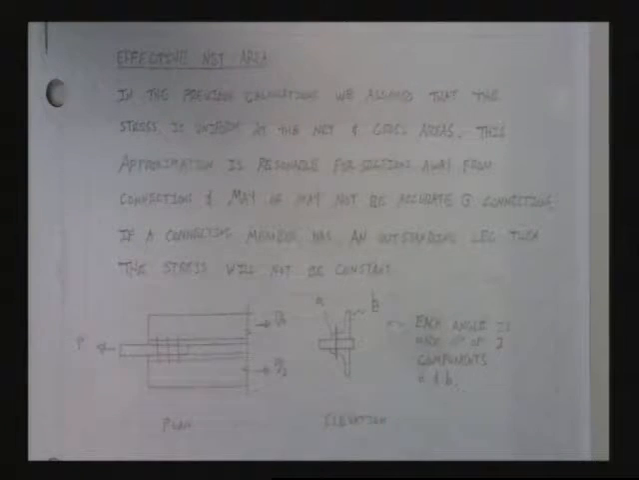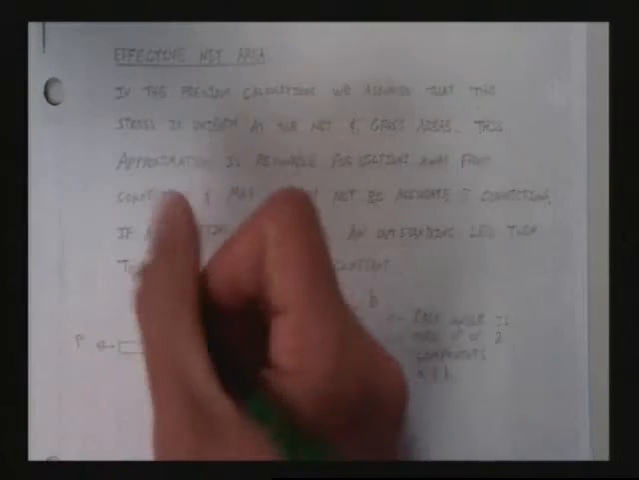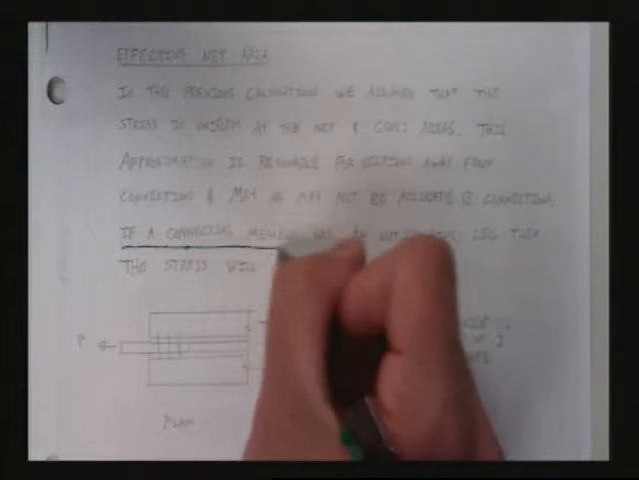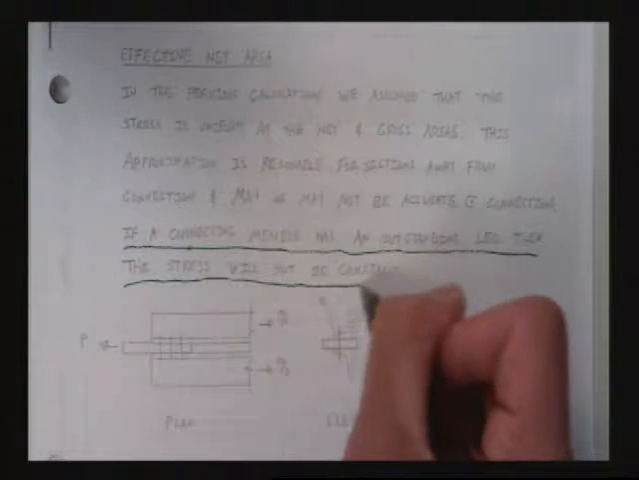Okay, let's talk about the effective net area now. In the previous calculations, we assumed that the stress is uniform. Well, it's P over A, right? Not always, but we assume the stress is uniform at the net and the gross areas. This approximation is reasonable for sections away from connections and may or may not be accurate at connections. If a connecting member has an outstanding leg, then the stress will not be constant. I will underline this.